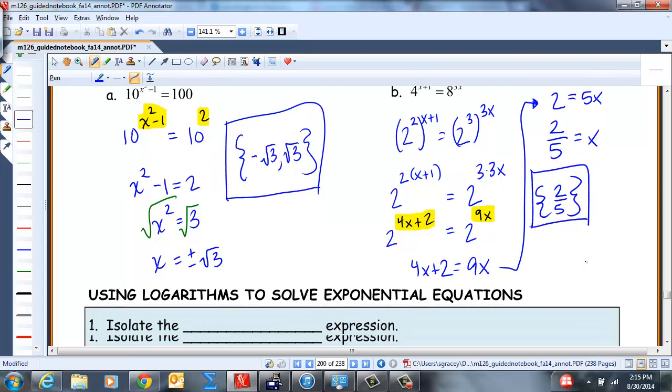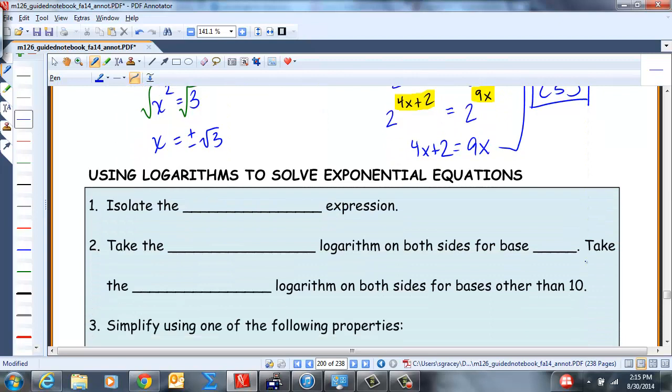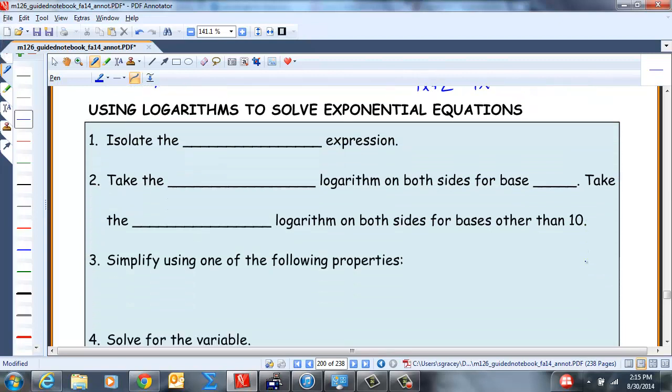Okay, so next up we will look at how we would use logarithms to solve exponential equations. So what you need to do with things like this is you need to isolate the exponential expression. And then if you have a base of 10, you take the common logarithm on both sides. Otherwise, you take the natural logarithm on both sides, any base other than 10.